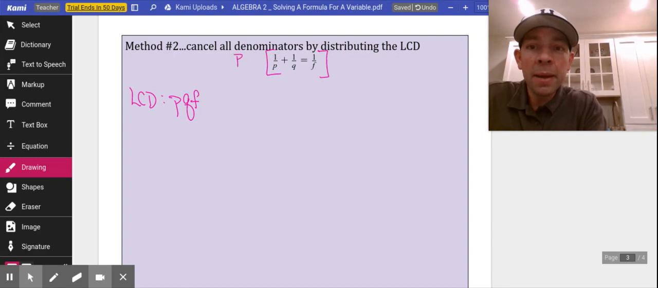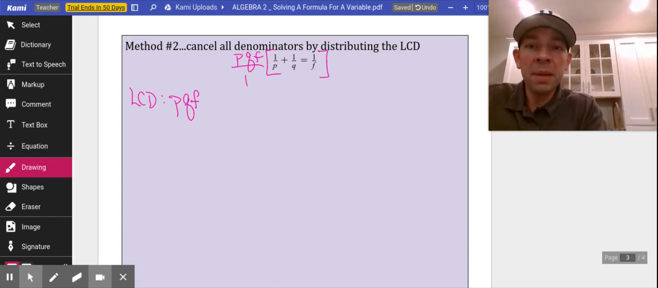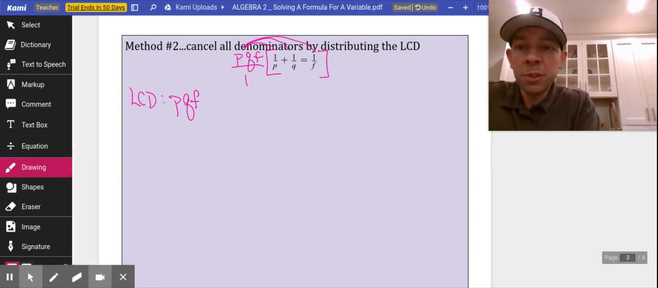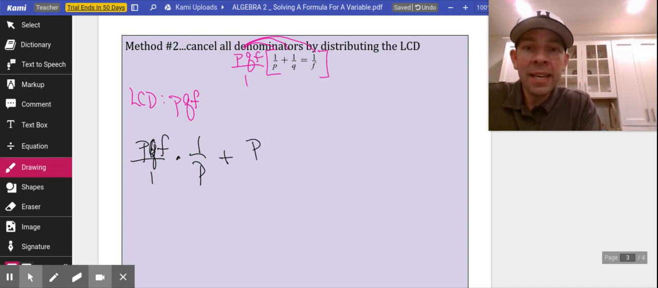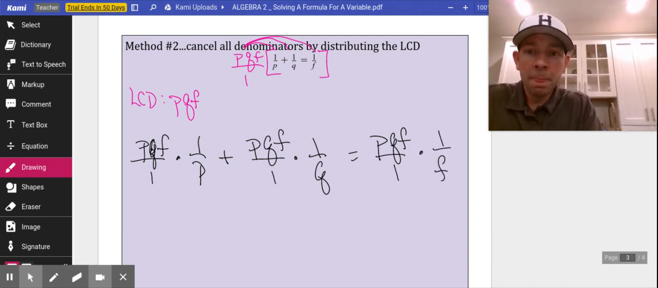I'm going to distribute that throughout the entire equation. Everything on the left, everything on the right. So I've got to distribute the PQF 3 times. And as I start to distribute, on the first distribution, I'm going to get PQF over 1 times 1 over P. On the second distribution, I'll get PQF times 1 over Q. And on the third distribution, I'll get PQF times 1 over F.